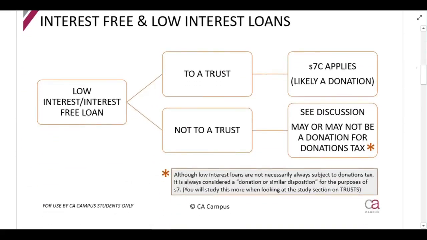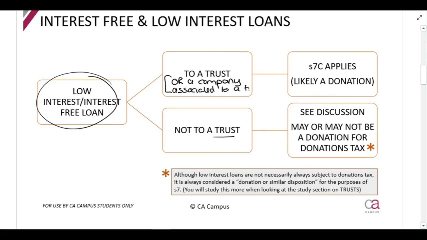Okay, so the first thing we're going to talk about here is when we give loans to a trust or not to a trust. When we're giving it to a trust, I'm going to add something here and say, or a company associated to a trust. That's not really as common. You'll see in a second, I'm going to explain what that means. But for now, just view it as to a trust or not to a trust.